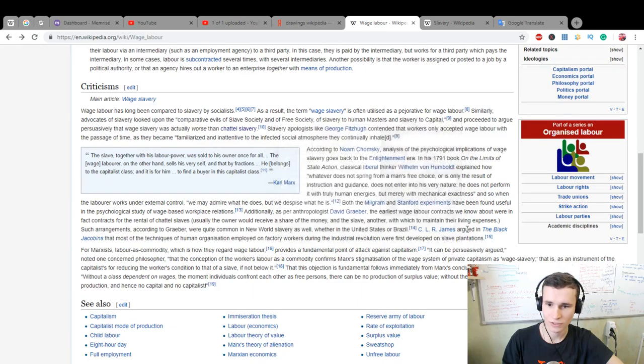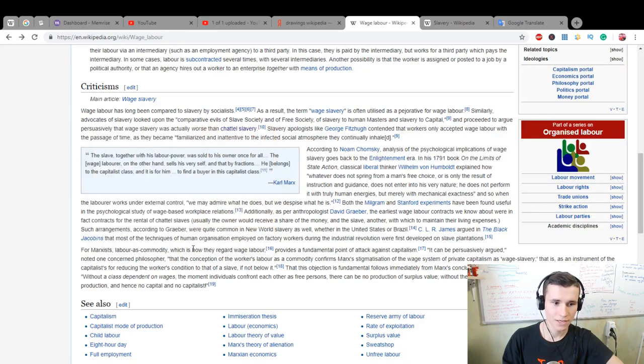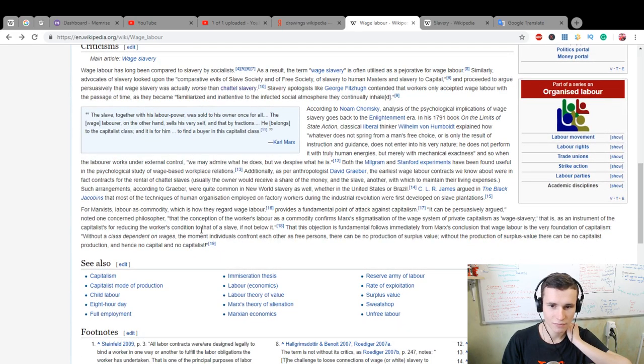C.L.R. James, Cyril Lionel Robert James, okay, argued in The Black Jacobins that most of the techniques of human organization employed on factory workers during the Industrial Revolution were first developed on slave plantations.